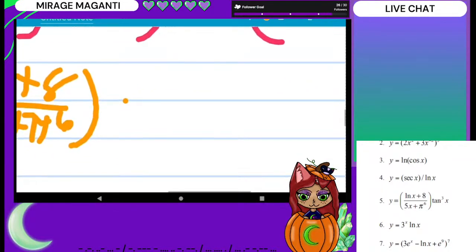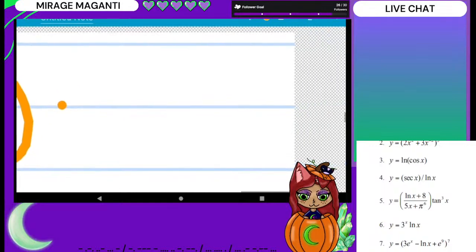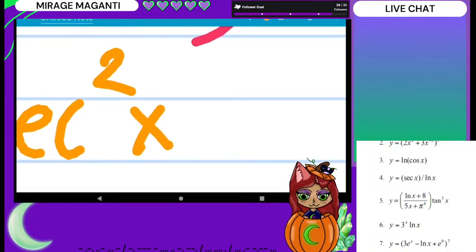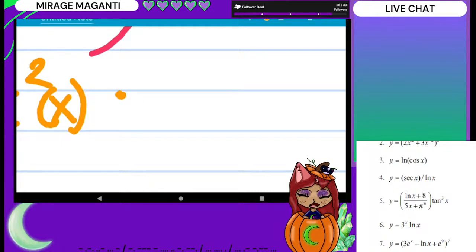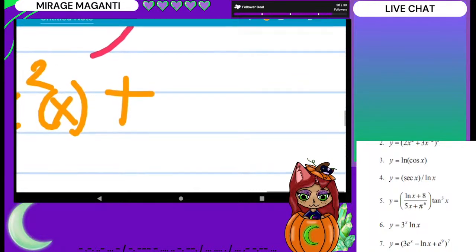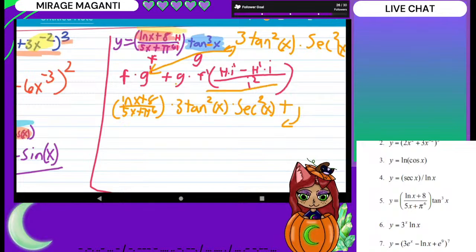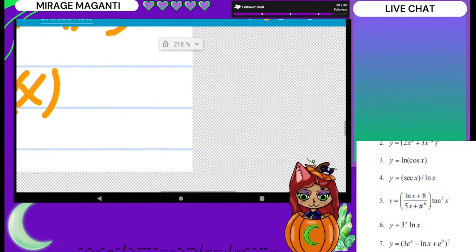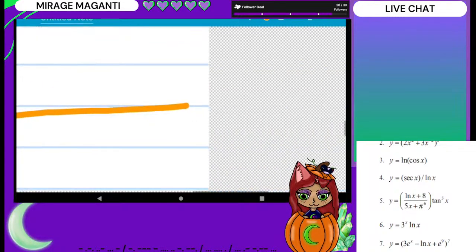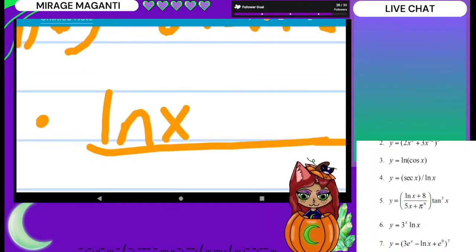So that times 3 tan 2x times sec 2x. And then times this, add this to, we're gonna move it down. We add that to our G regular and then our funky stuff. So G regular is tan 3x times our chunky boy of H regular, which H is ln x plus 8.